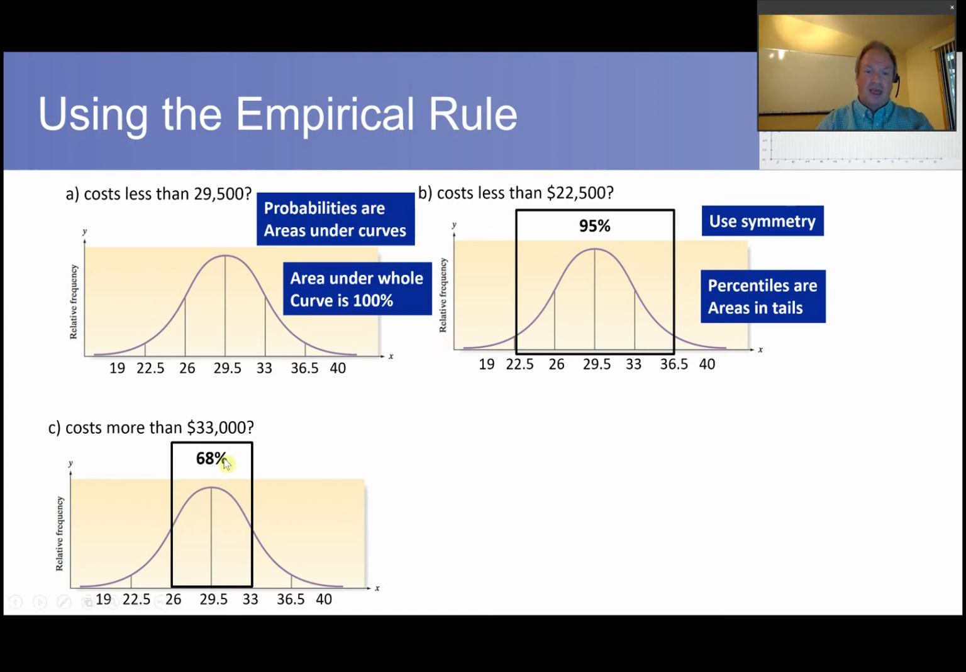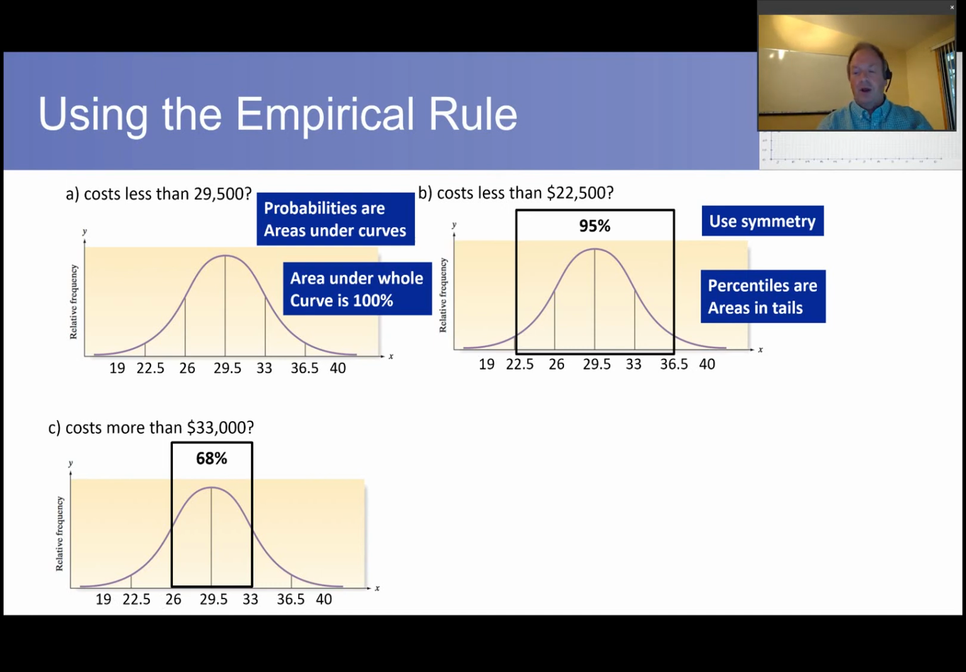I'm going to say everything under the curve is 100%. This middle part's 68%. So these 2 tails have to be 32%. And by symmetry, they have to have the same area. So I'm going to divide that 32% in half. And this upper tail, which tells me the probability I get a randomly chosen value more than 33,000, is going to be 32% divided by 2, or 16%.